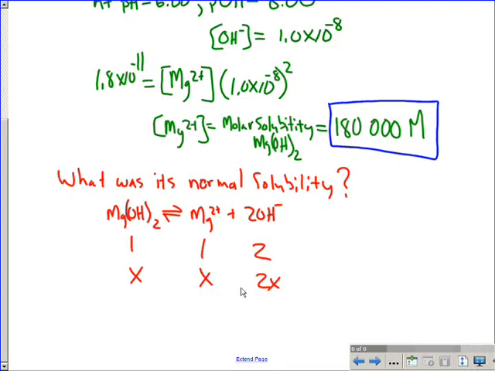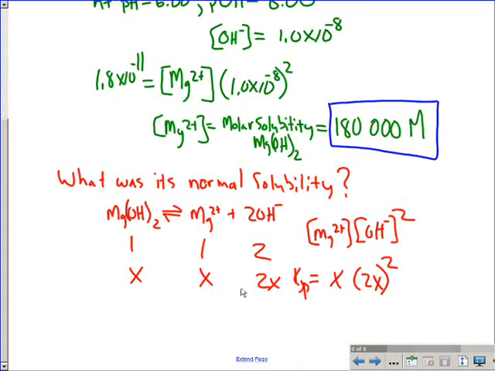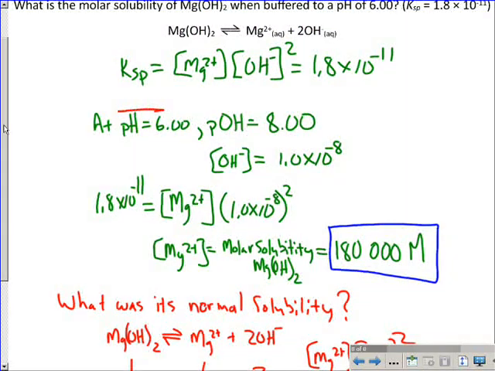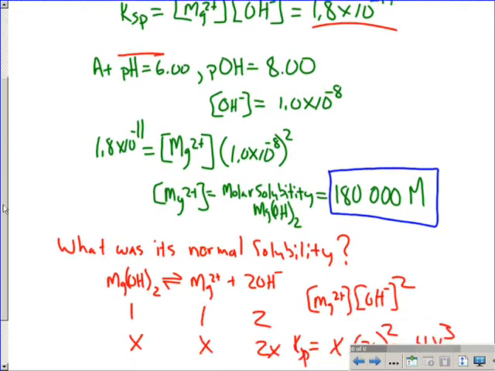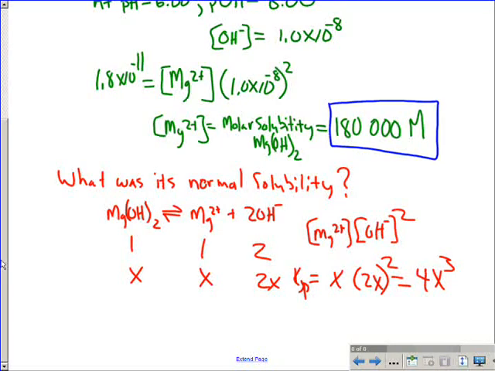So based upon my original Ksp expression, which remember was the Mg2+ concentration times the OH- concentration squared, if Mg2+ was X and OH- was 2X, and that quantity would have to be squared, the Ksp would then equal 4X cubed. So if we solve for X, we take our original Ksp, divide it by 4, and then take the cube root of it, and we would calculate what X is. And remember, X is going to equal the saturated concentration of Mg2+, which would equal the molar solubility of Mg(OH)2. And what X ends up equaling here is 1.7 times 10 to the negative 4th molar.